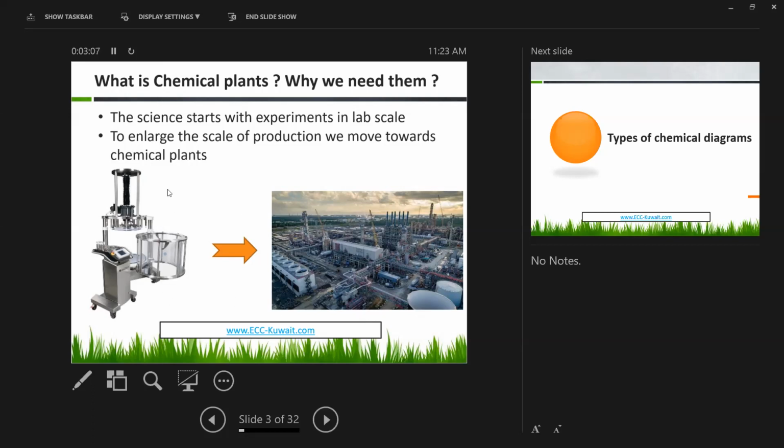As you remember, the lab scale should be maximized or scaled up to a full detailed, very large plant. Okay.